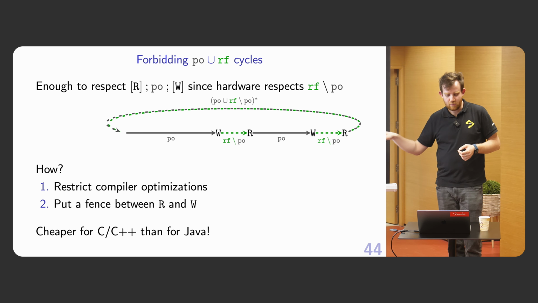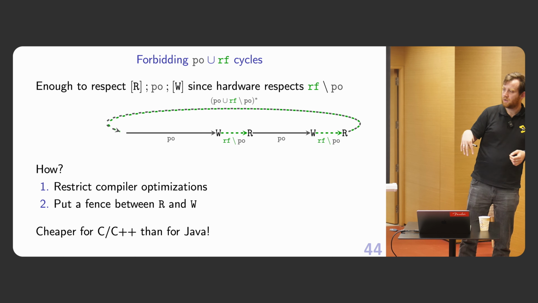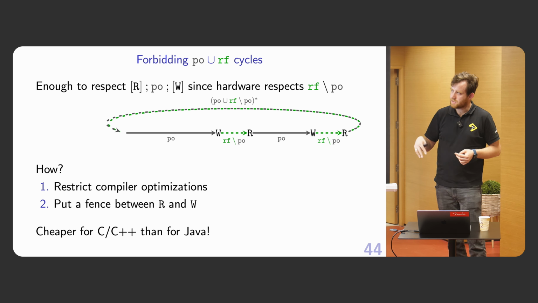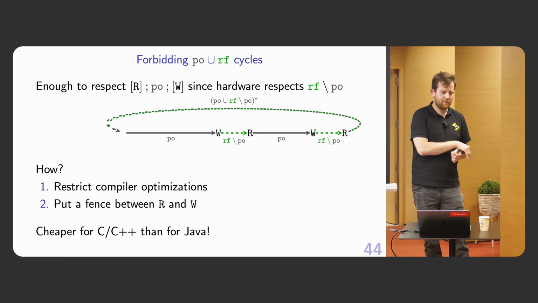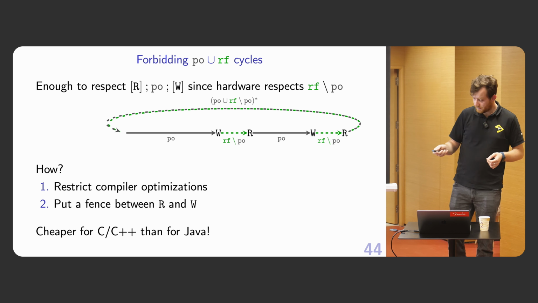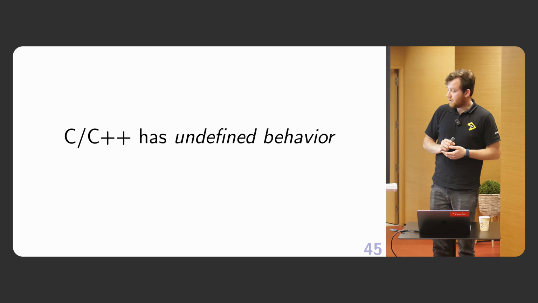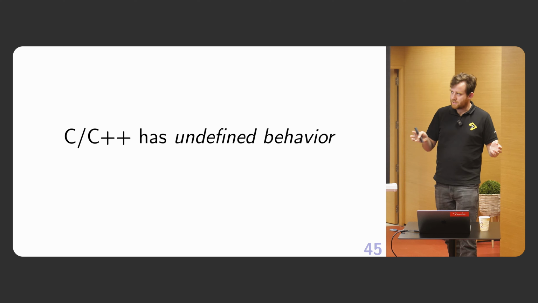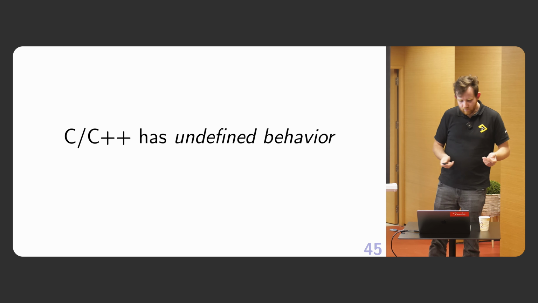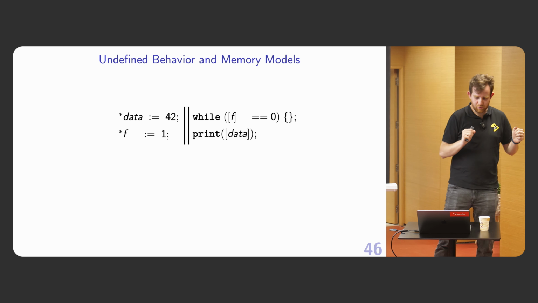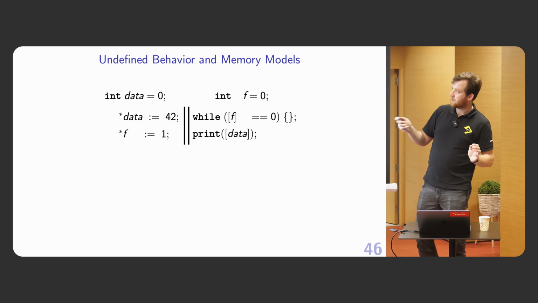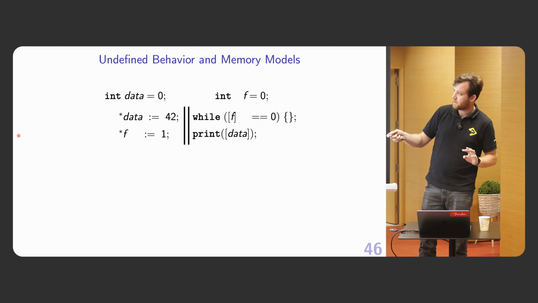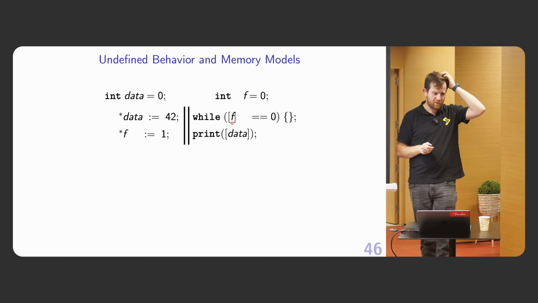Yeah, and actually now we'll dive a bit into why this approach is better for languages like C++ regarding their memory model than for Java. The reason for that is that in C++ there is undefined behavior. So, suppose you have a program like this, and suppose both locations here, data and f, are just normal ints in terms of C++.